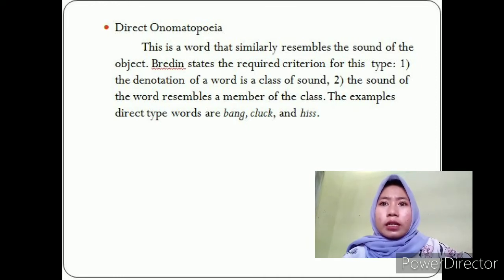Bredin states the required criterion for this type is 1. The denotation of the word is class of sound. 2. The sounds of the word resemble a member of the class. For example, the direct onomatopoeia type words are bang, cluck, hiss.